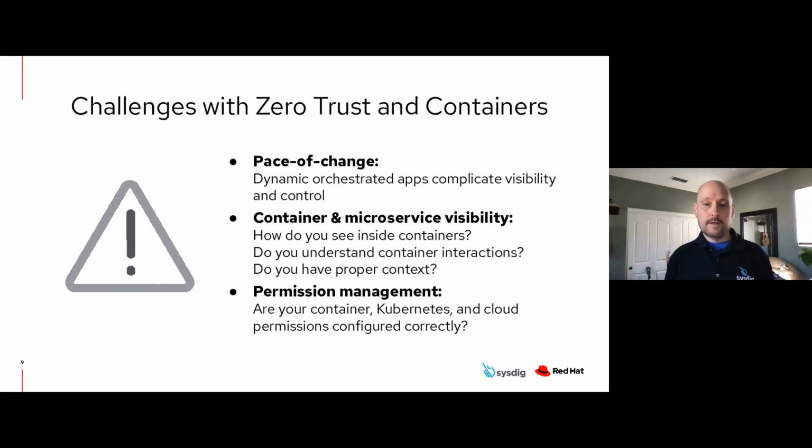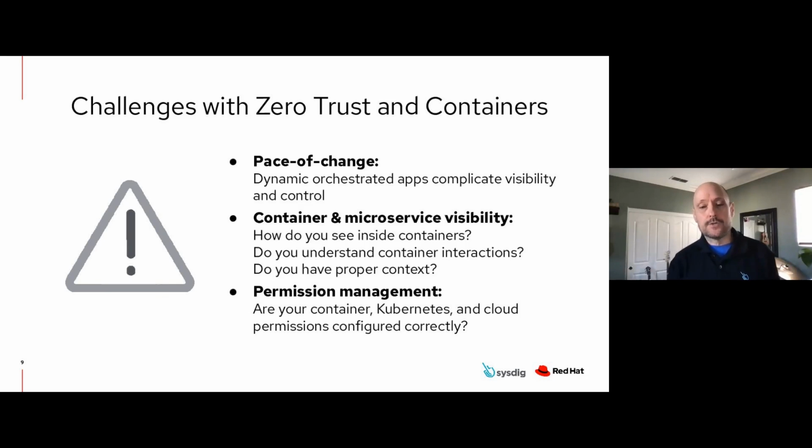Do I understand what my containers are doing together in the interactions? Do I have the proper context? Can I see that this is in AWS cloud running on an OpenShift cluster in this project or namespace down to the container level? So pulling in not just information about what happened, but the context of where it happened will be important for you.